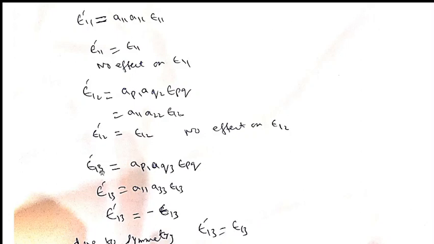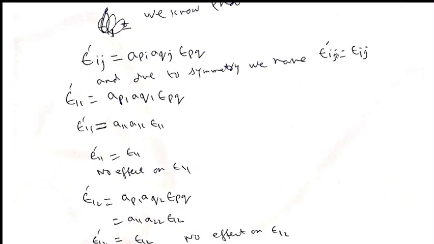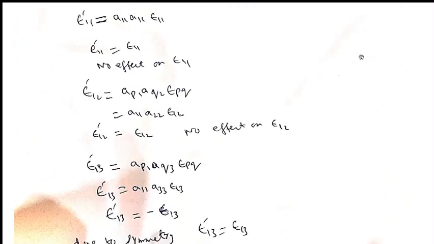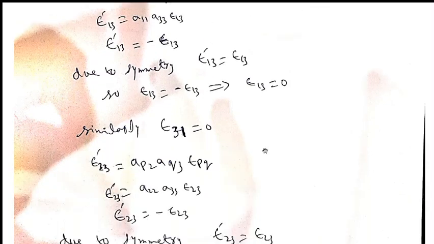Let us check epsilon dash 13. It will be equal to a p1 aq3 epsilon pq. So this would be a11 and this is a33. Now, this is plus 1, this is minus 1. So epsilon dash 13 equals to minus epsilon 13. What does symmetry say? Symmetry says epsilon 13 dash equals to epsilon 13. So you can write from these two equations epsilon 13 equals to minus 1 times epsilon 13, so epsilon 13 equals to 0. So again epsilon 31 will also be equal to 0.